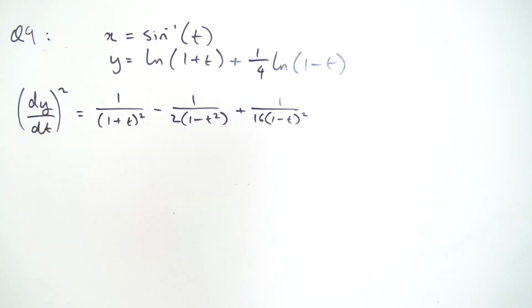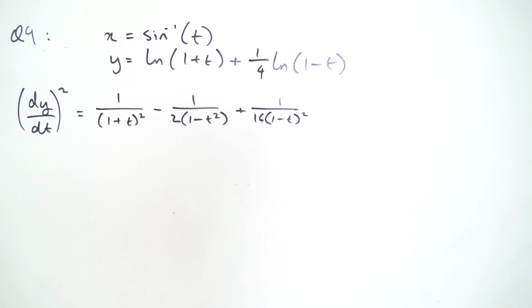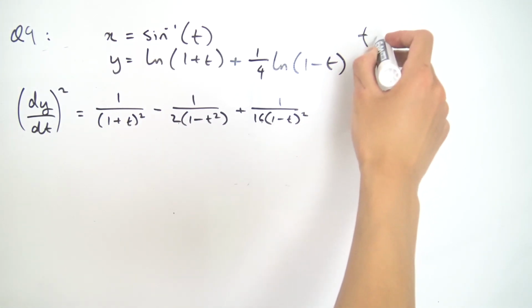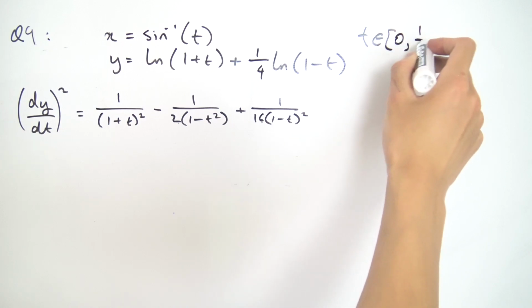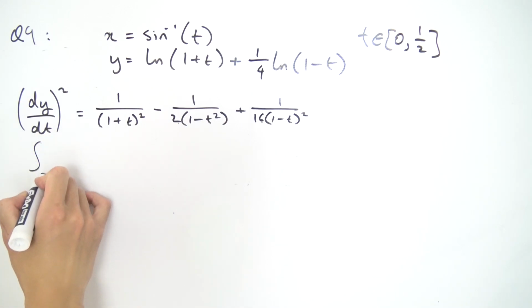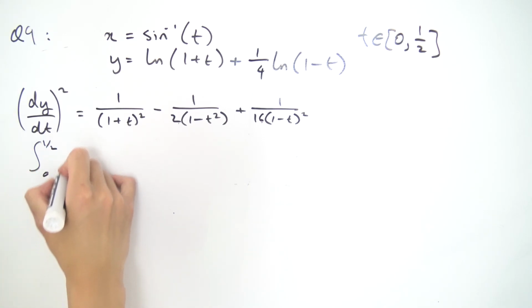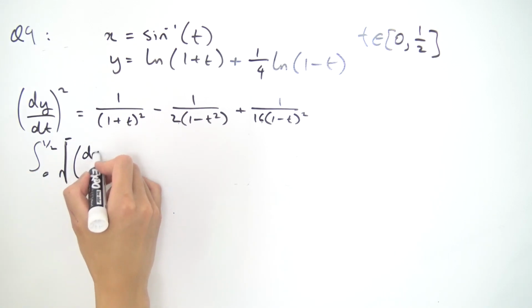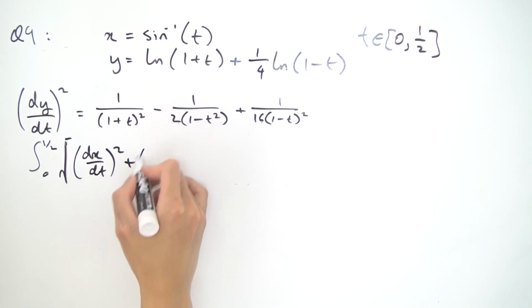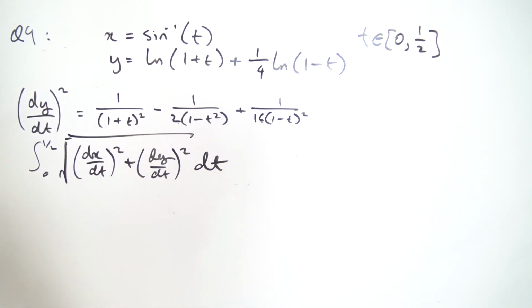And for the second part of this question, we have to find the length of the curve that's defined parametrically by these two equations, on the interval t going from 0 to 1/2. So to do this, we're going to use the arc length formula. So that's the integral from 0 to 1/2. This is the arc length formula for parametric equations. So we have the square root of dx/dt, but the whole thing squared, plus dy/dt, but the whole thing squared, dt, like so.